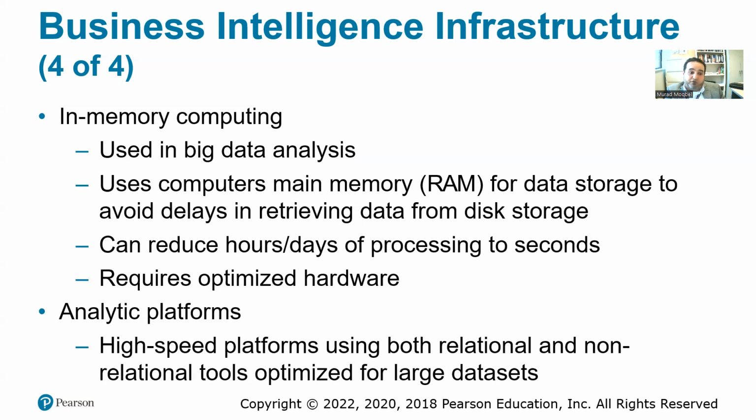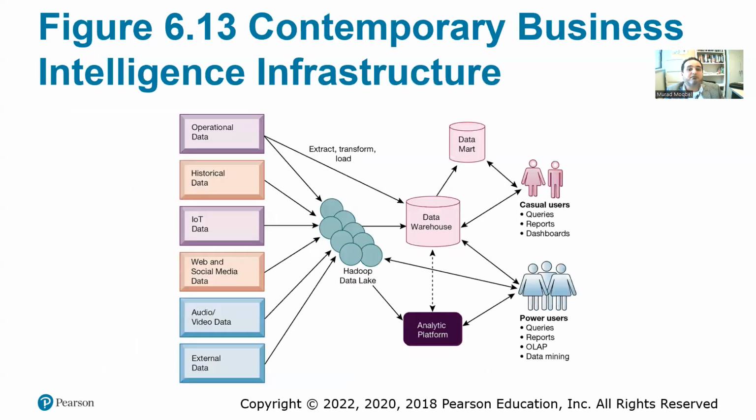So analytical platforms here are high-speed platforms that process relational as well as non-relational database. Examples of that are SAP HANA and Teradata. That's another example. And then we have Oracle and Microsoft SQL Server. They are analytical platforms. So this is a depiction of how a data warehouse works.